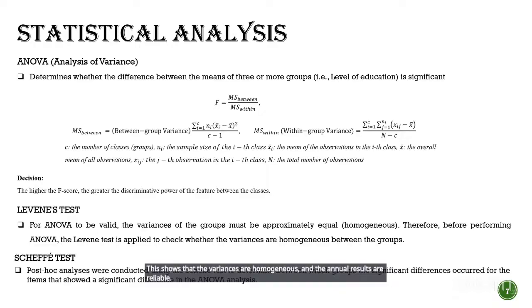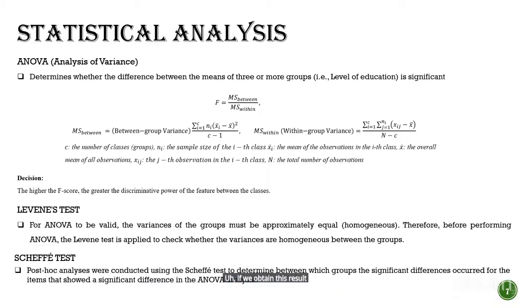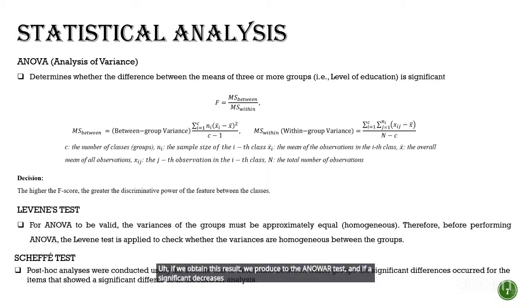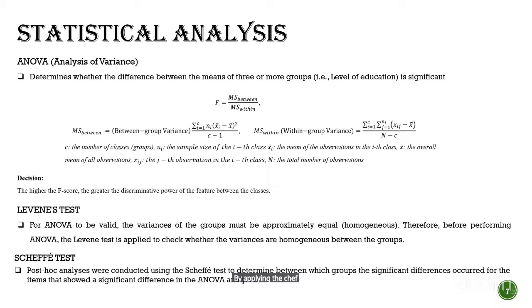If we obtain these results, we proceed to the ANOVA test, and if a significant difference was detected with the ANOVA, we performed a post hoc analysis by applying the Scheffe test to determine which groups the difference was between.